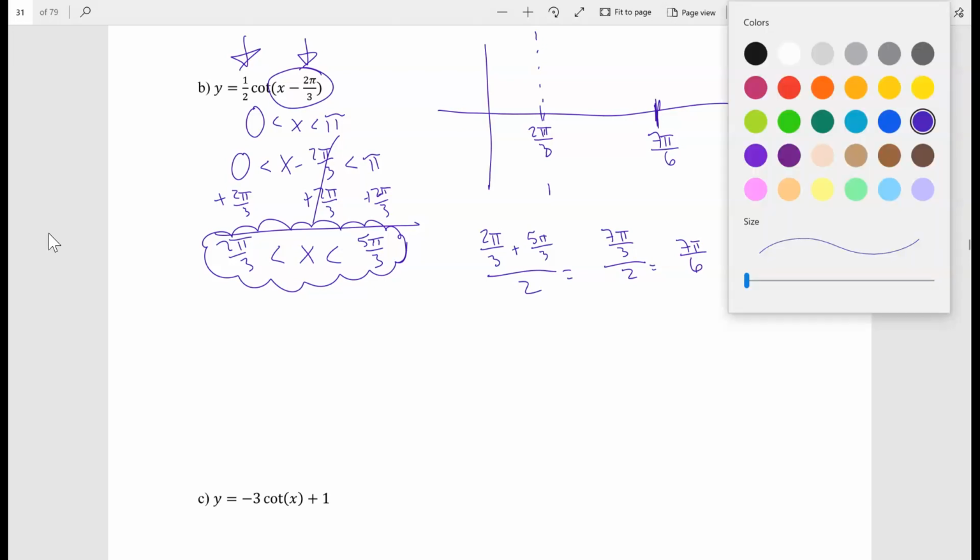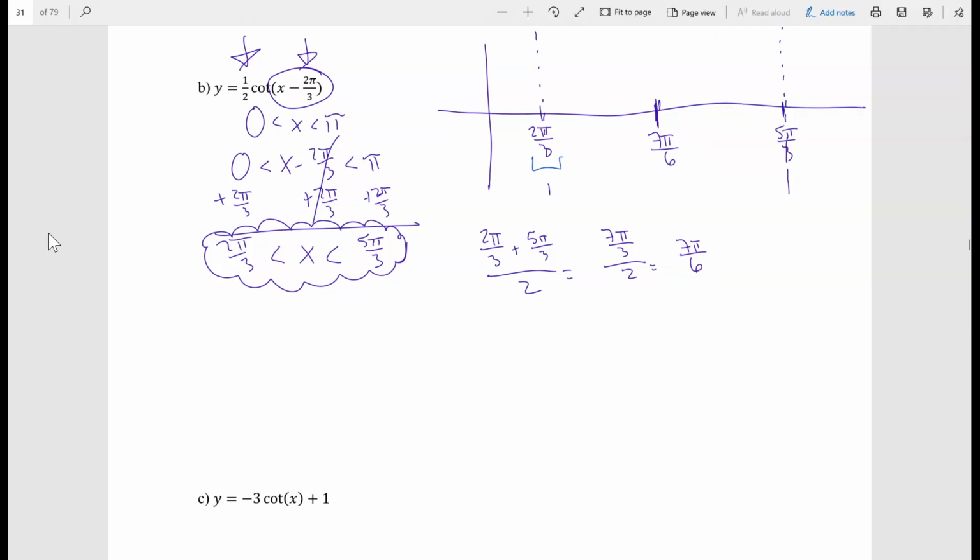Now we're going to take this 2 pi over 3 with the 7 pi over 6. So 2 pi over 3 plus 7 pi over 6, divided by 2. You can either do it using the least common denominator, or you can just put it in your calculator. So 7 pi divided by 6, and everything's divided by 2. This is going to give me 11 pi over 12.